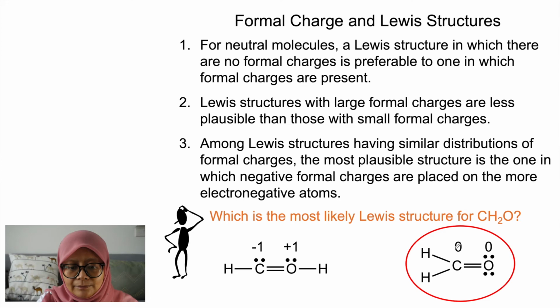So here, which is the most likely Lewis structure for formaldehyde? The answer is this one. Why? Because the formal charge for carbon and also oxygen here are 0, compared to the one here, where carbon is -1 while the oxygen is +1. Based on these 3, the best one for formaldehyde is structure number 2.